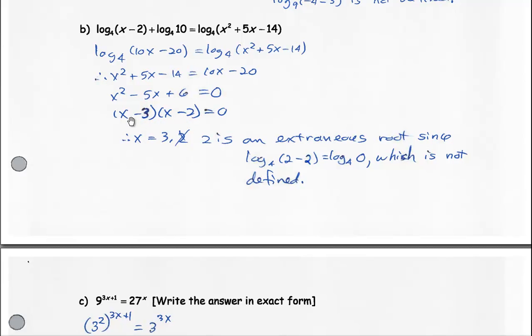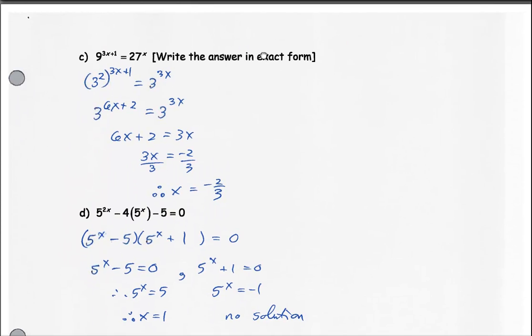If we set each of these to 0, we'll get 3 for this one and 2 for this one. Now, 3 is okay, but x can't equal 2, because if x was 2 here, you'd be taking the log of 0, which you cannot do. You can't take the log of 0 or a negative. And so that's why 2 is not a solution. The only solution here would be the 3.